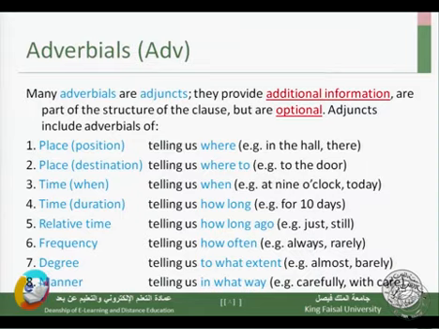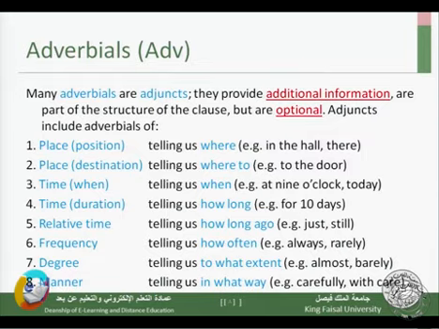Number 6, frequency. Adverbs of frequency. You might have come across these before in previous courses. Adverbs of frequency tell us how often. So how often something is repeated or how often something happens. For example, always, rarely. So something that happens always, it always happens. This is a frequency of something that happens always. Rarely, something happens rarely. This is its frequency. So these are called adverbs of frequency.